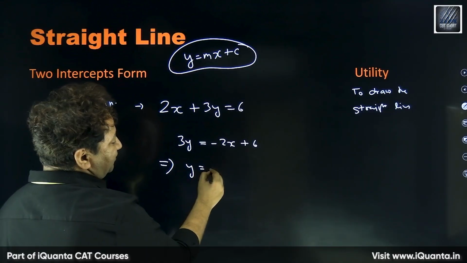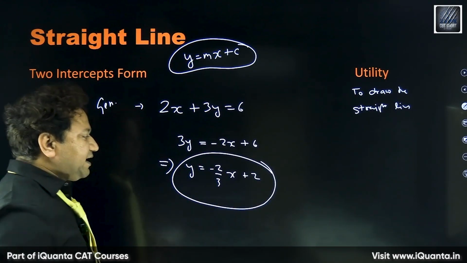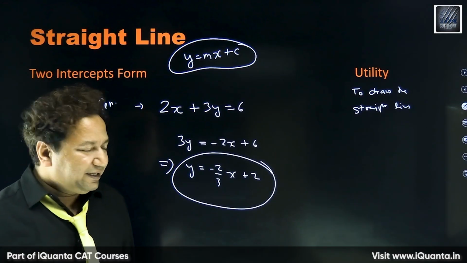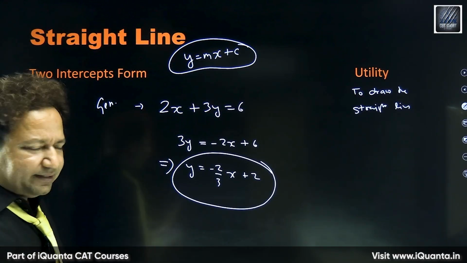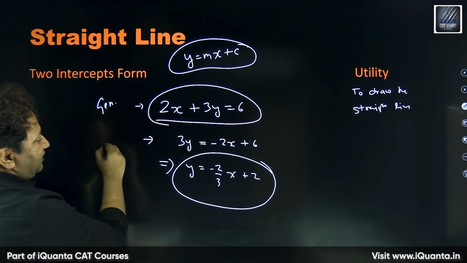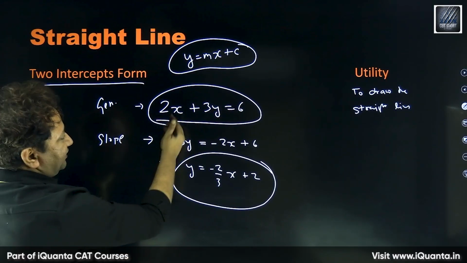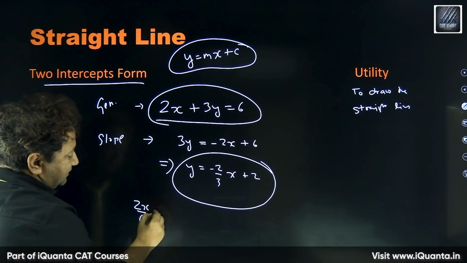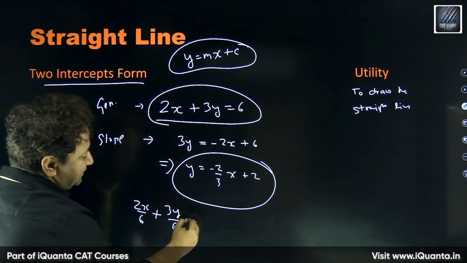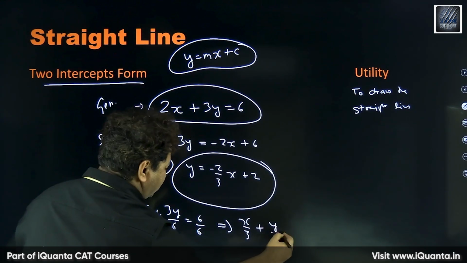I'll get y is equal to minus 2 by 3 times x plus 2. So here I can see that minus 2 by 3 is the slope of the line, while 2 is the y-intercept. This is slope-intercept form. In two-intercepts form, I can divide this whole thing by 6. So 2x by 6 plus 3y by 6 is equal to 6 by 6. What do I get? I get x by 3 plus y by 2 is equal to 1.